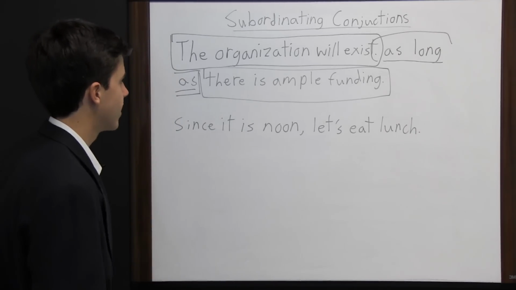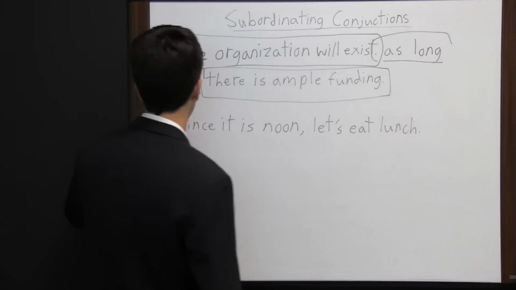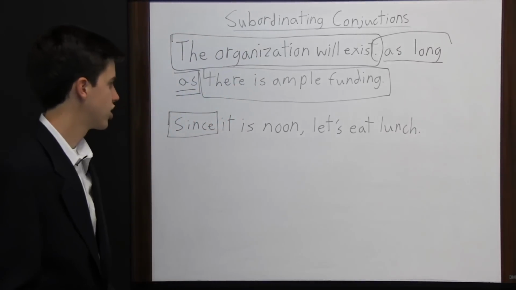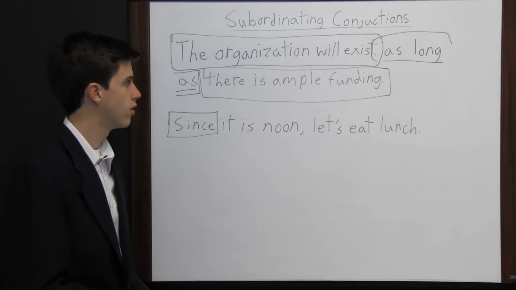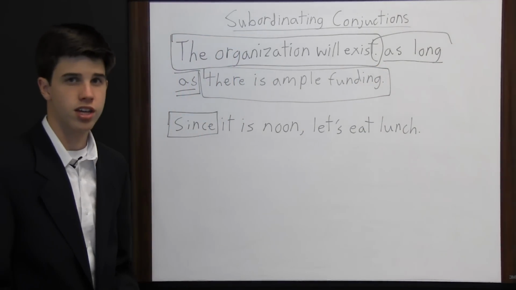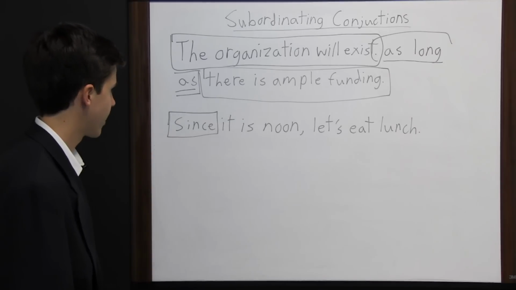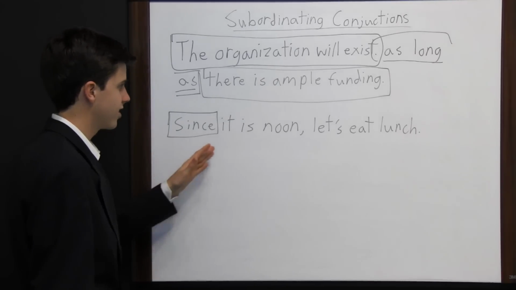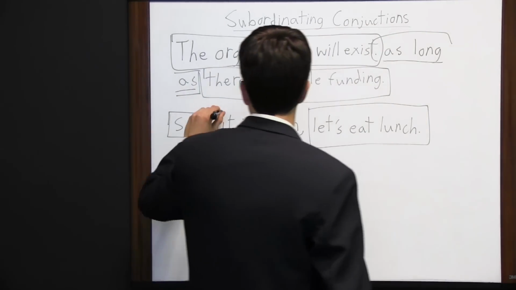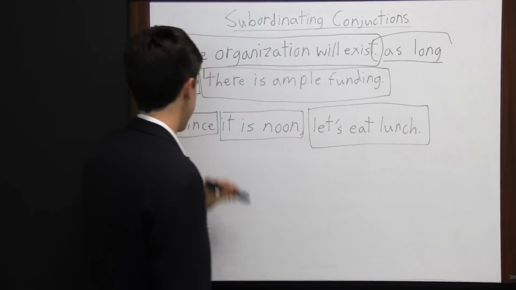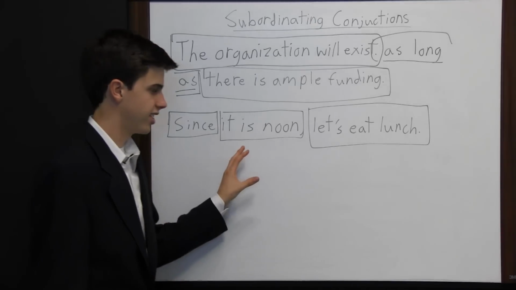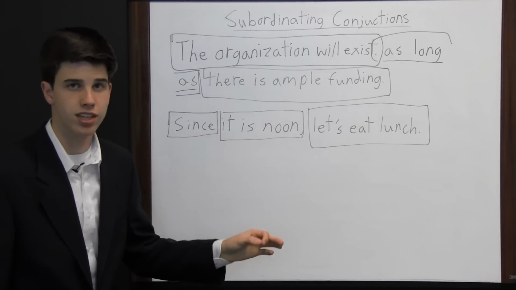Since it is noon, let's eat lunch. Since right here is the subordinating conjunction. Remember, I said a subordinating conjunction can be one word or a group of words. So up here, it was 3 words. Sometimes the subordinating conjunction is 2 words, and then often it is just 1 word, like since. So here it says, since it is noon, let's eat lunch. Now again, let's eat lunch could be a sentence by itself, and it is noon could be a sentence by itself. But when we add since to it is noon, it makes this part of the sentence dependent on some other words to complete the sentence.